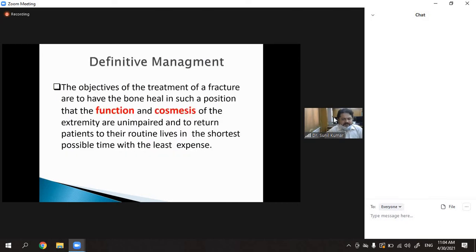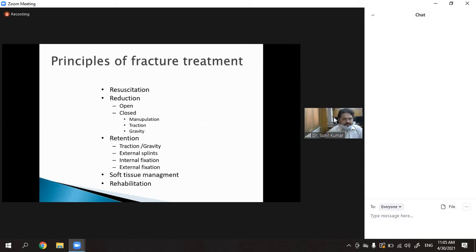After splinting in the emergency treatment, we have to plan for the definitive management. The objectives of the treatment of a fracture are to have the bone heal in such a position that function and cosmesis of the extremity are unimpaired, and to return patients to their routine lives in the shortest possible time with the least expense. This is the principle we have to keep in mind for the definitive management. We have to focus on the function and the cosmesis. In any method of treatment, we have to keep in mind that we have to improve the function of the patient and then the cosmesis.